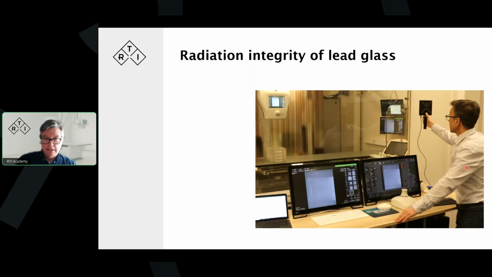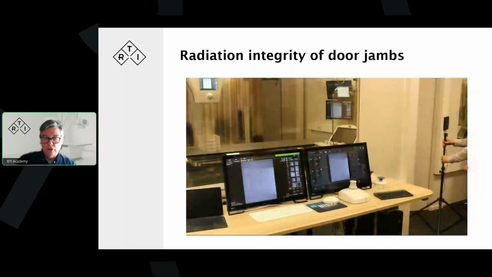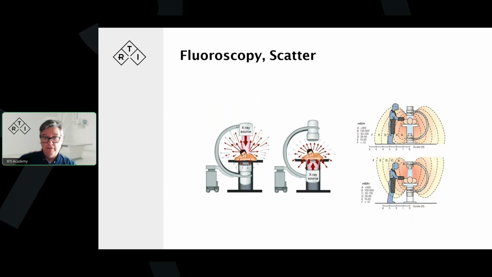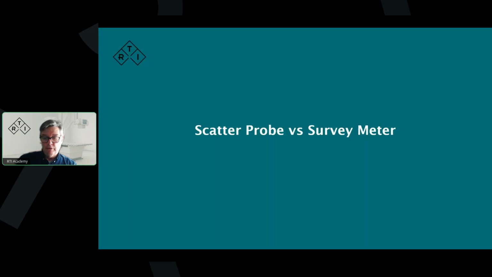Maybe it's for the lead glass, maybe it is the door jamb. Maybe you want to do a study of the radiation profile, of dose mapping of what's going on, and for research purposes, to see what kind of radiation levels we have when it looks maybe like this for a research paper or whatever. So that's what we were looking at.